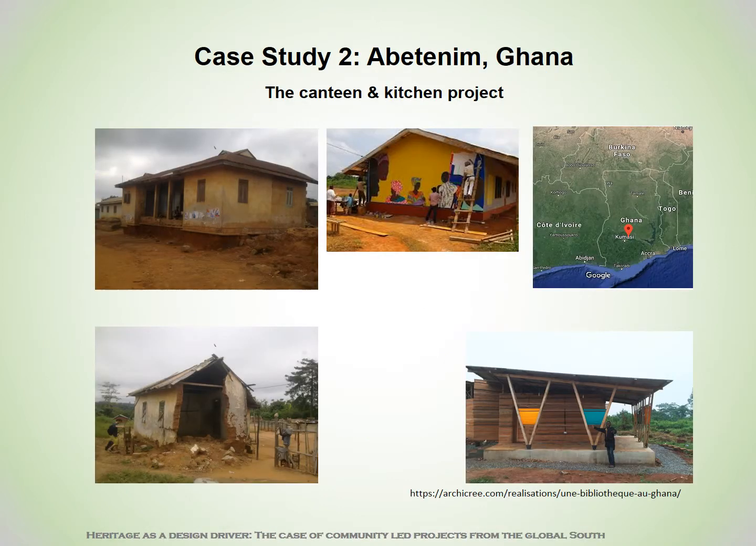Second case study is part of a PhD project into climate change resilience through community-driven initiatives. It involved the design and construction of a community facility in Abetenim, a village some 30 kilometers northeast of Kumasi, the second city in Ghana. The village is home to the Nka Foundation with its art village, which you can see in the top middle picture.